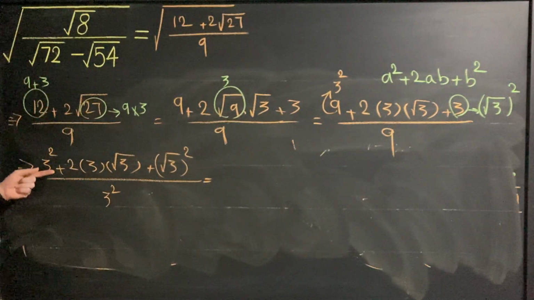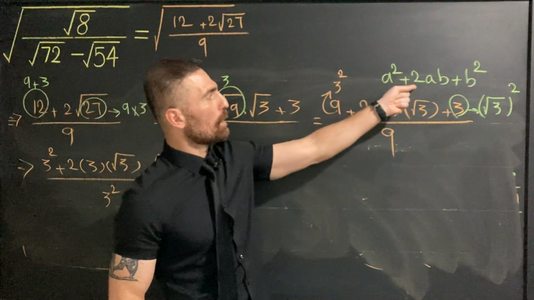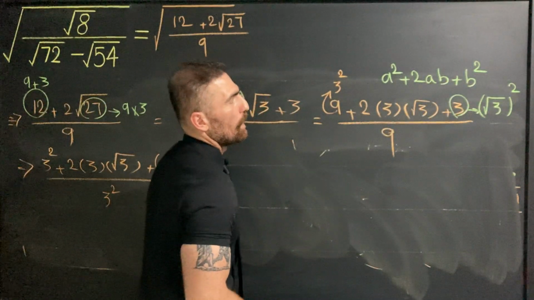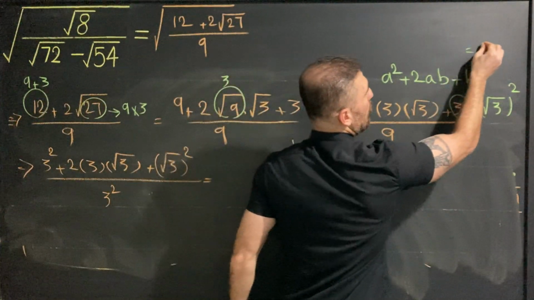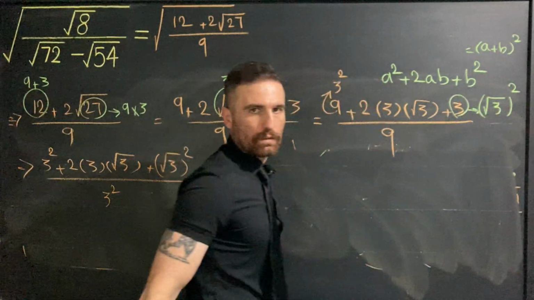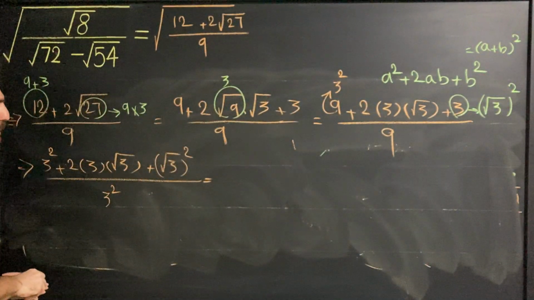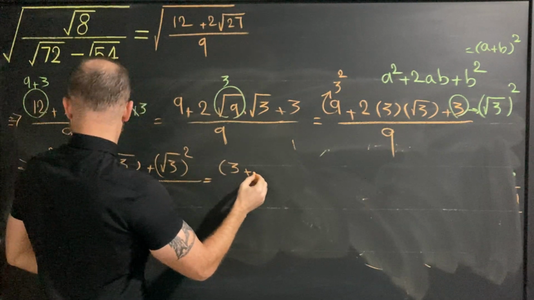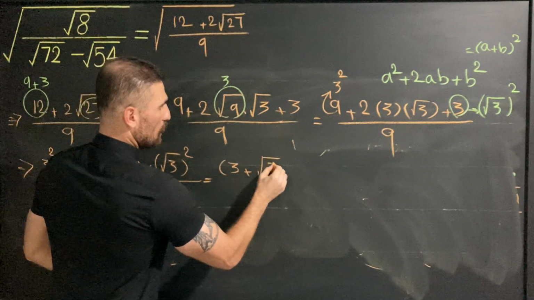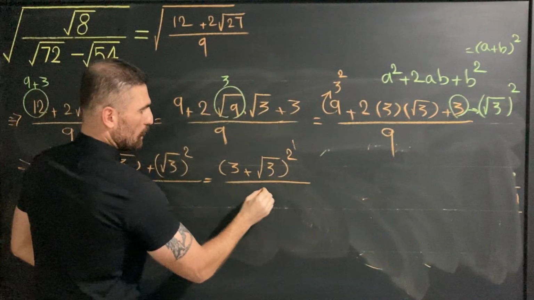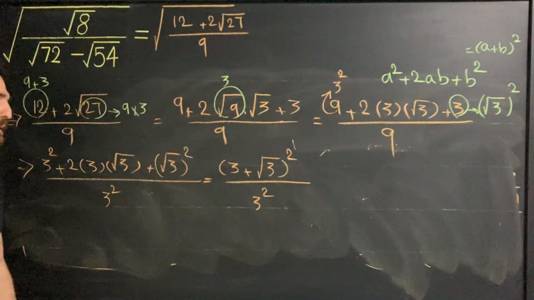Next step, what is this? A squared plus twice of the product of the first term and second term plus second term squared is going to be first term plus second term squared, right? So I rewrite it in the form of 3 plus second root of 3 squared over 3 squared. What is our next step?